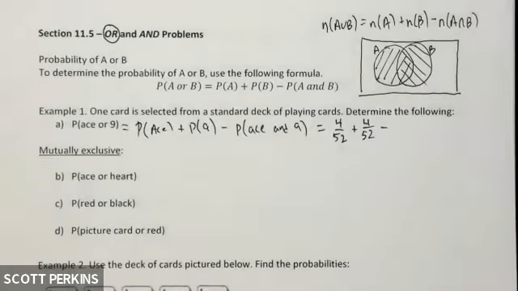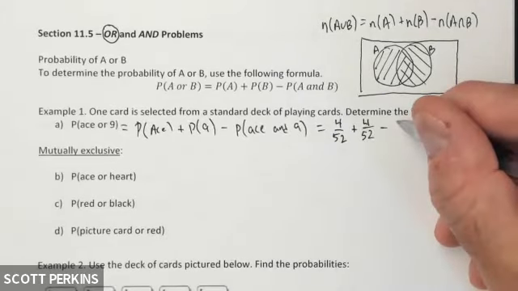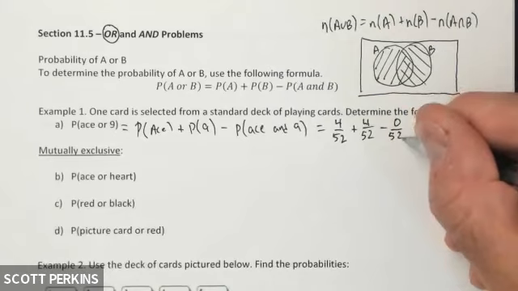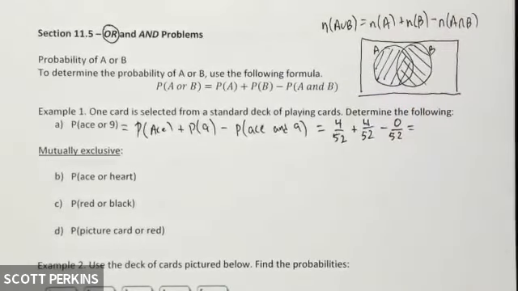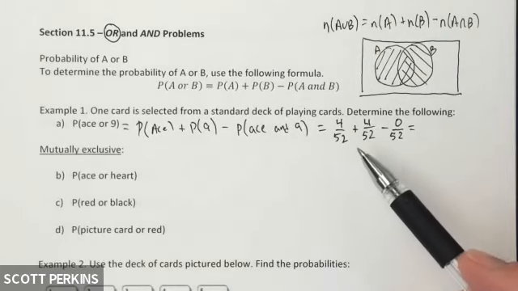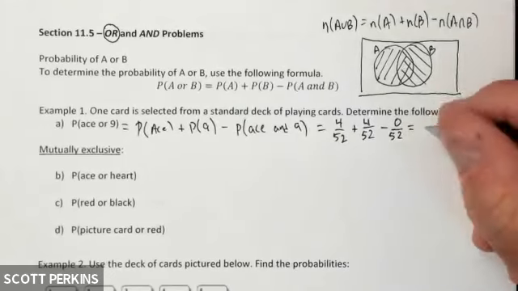if you draw one card, can you get an ace and a 9 at the same time? No, those two things don't happen at the same time. So there are 0 cards that have an ace and a 9 at the same time out of 52. And so, if you remember adding fractions, 4 over 52 plus 4 over 52 becomes 8 over 52.